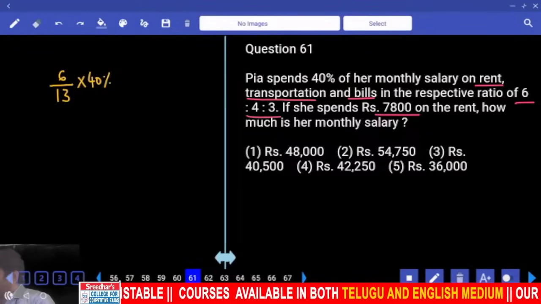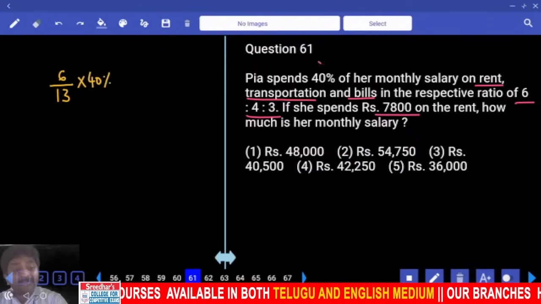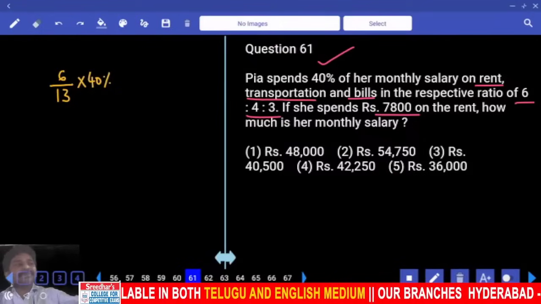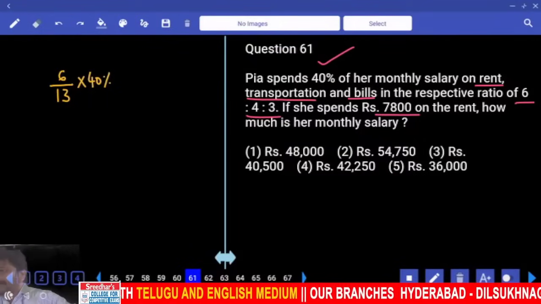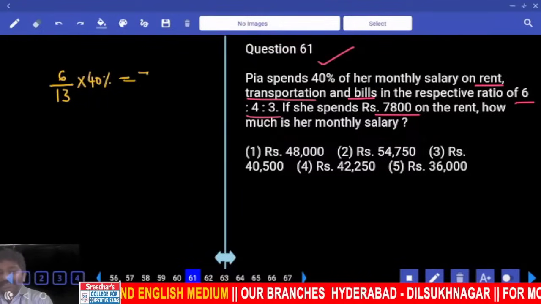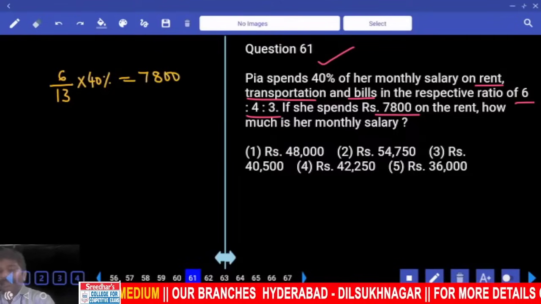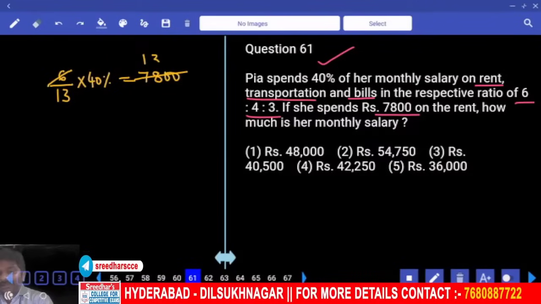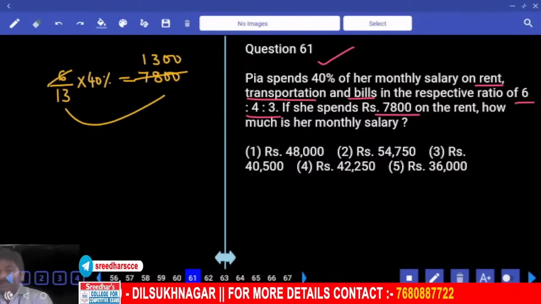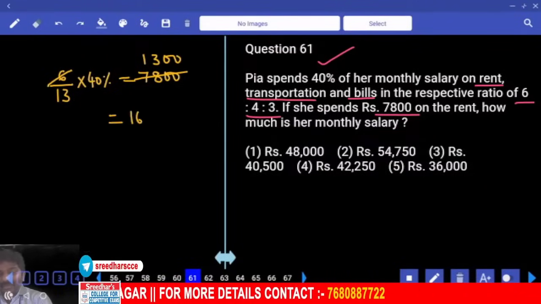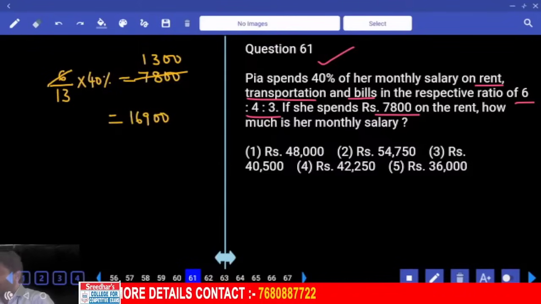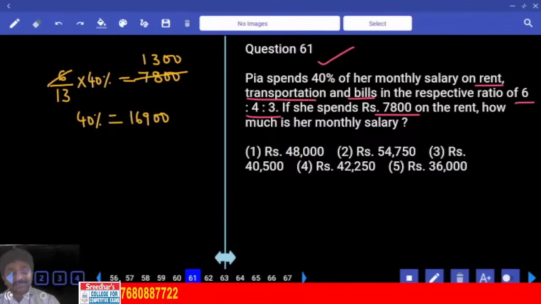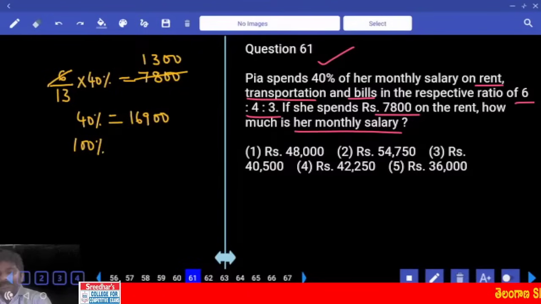40% of her salary. Her 40% is divided into 6 is to 4 is to 3. Correct? And this value is equal to 7,800. 6 into 13 times, 13 goes to the other side, 169,000, that is equal to 40%. But the question is to identify the monthly salary. Monthly salary will be 100% only.